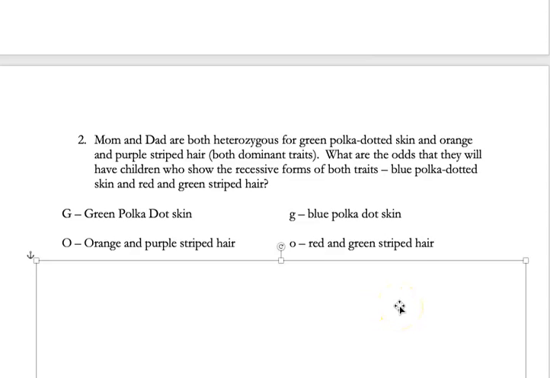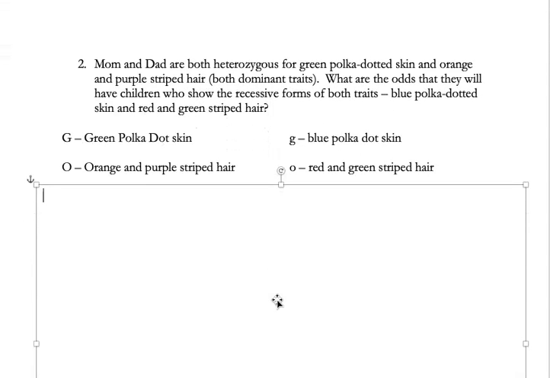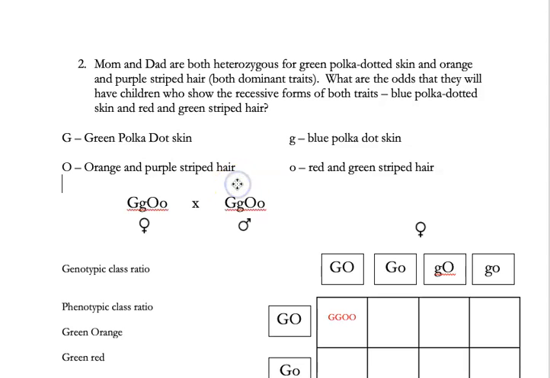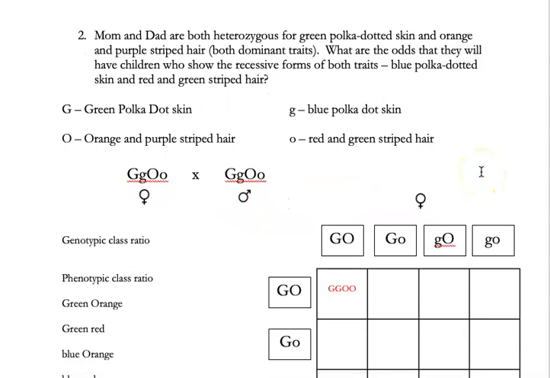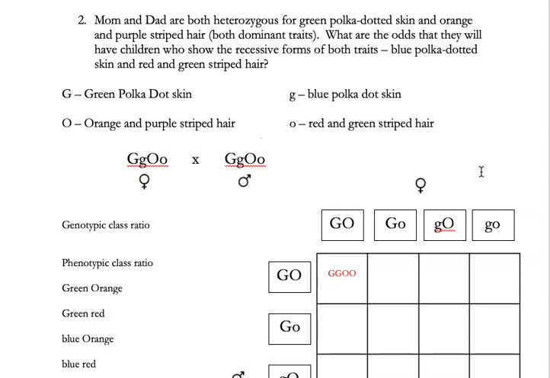And of course, since parents are heterozygous at both locuses, or both locations, we end up with a Punnett square that's going to look like this. So mom's a heterozygote. She's got green skin and orange hair. She's heterozygous at both locations. Dad is the same. Now the big trick with this problem is, what kind of genes do they make? What kind of contributions do they make?